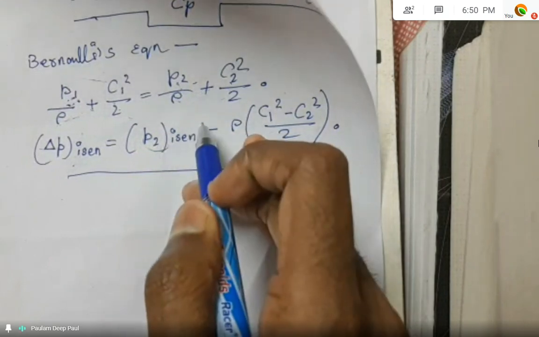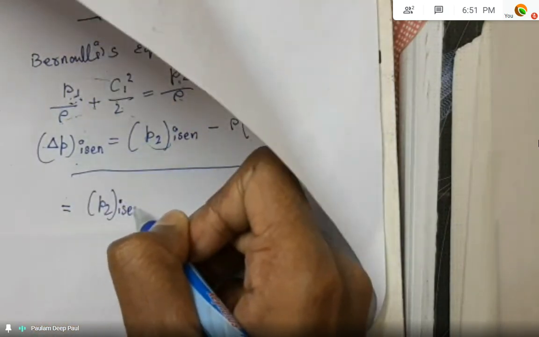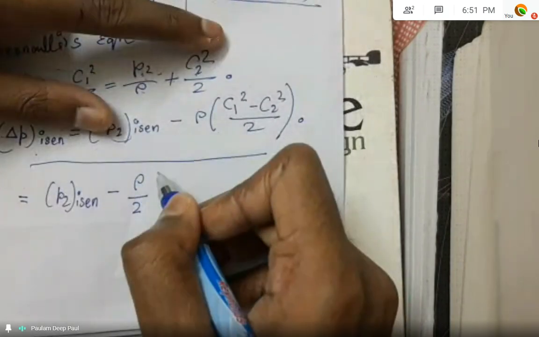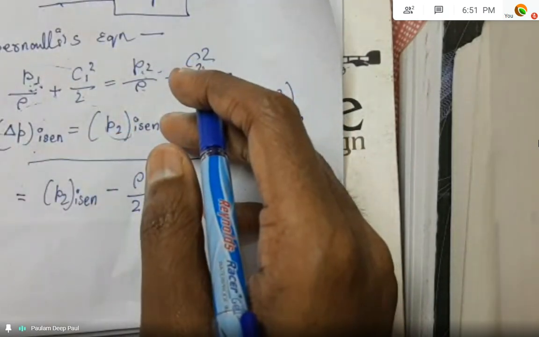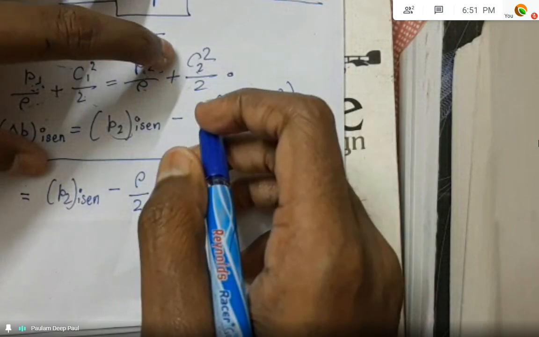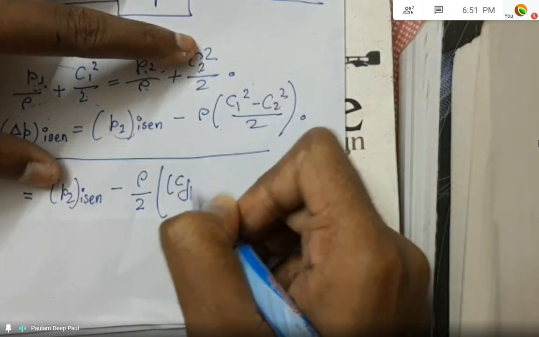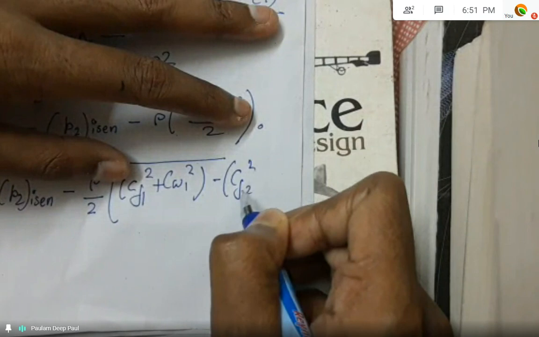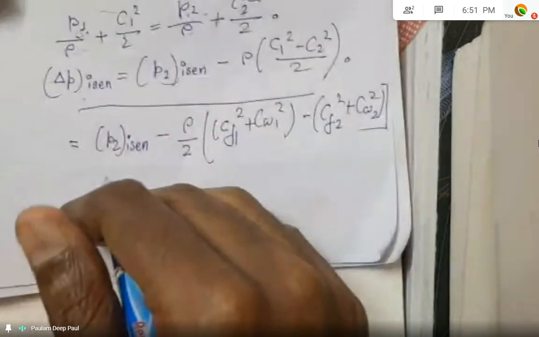Now we can further substitute it with the following formula, that is P2 isentropic minus rho by 2, that we already have here. And using the velocity triangles, you can always skip back in the video to the earlier stages, and since you'll be drawing the velocity triangles along with me, you can see from the velocity triangles that I'll be using the Pythagoras theorem and substituting the values of C1 square and C2 square. That is CF1 square plus CW1 square minus CF2 square plus CW2 square.